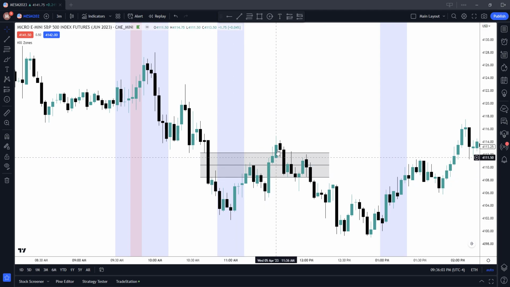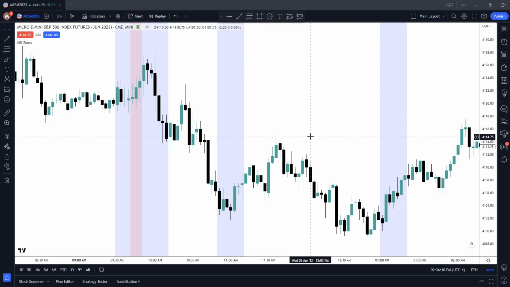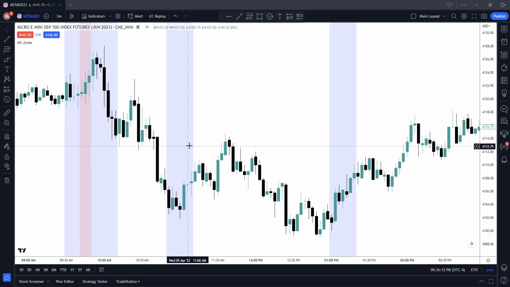So I took that loss, and then I gave it a couple more minutes because I still felt that I was correct in my assumption that we're going to keep going down. So then I just waited for another entry.